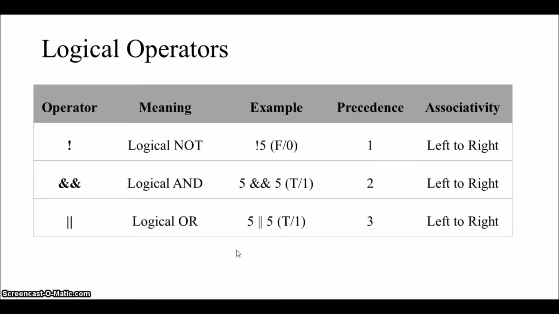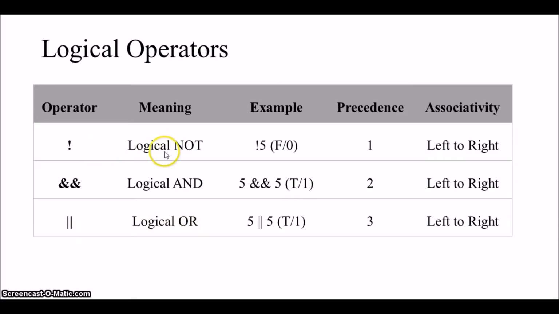Let's understand the different types of logical operators. There are three different logical operators. First one is logical NOT, which is denoted by an exclamation symbol. Next, logical AND with two ampersand symbols. And the third one, logical OR, with two vertical bar symbols.